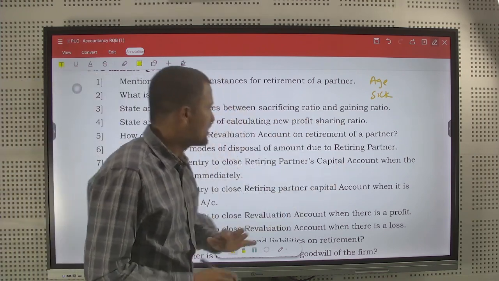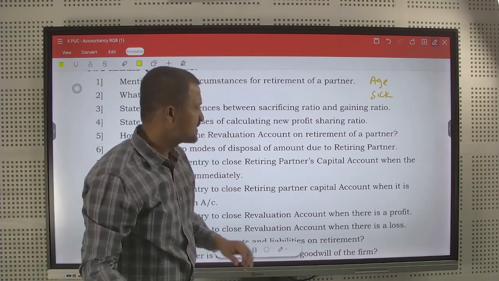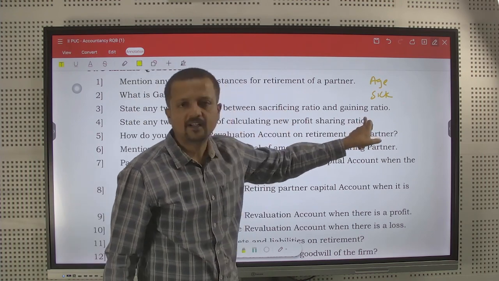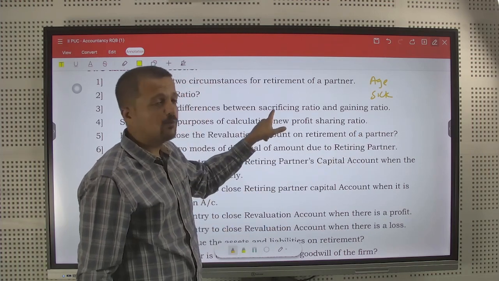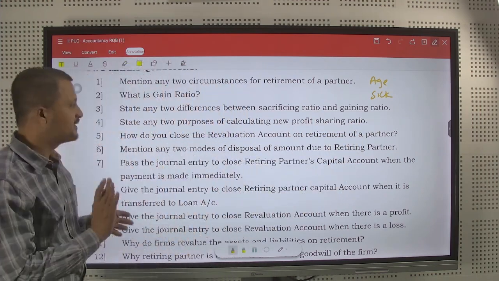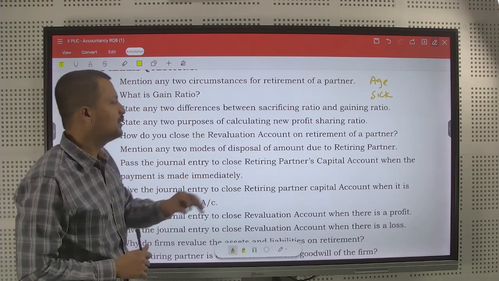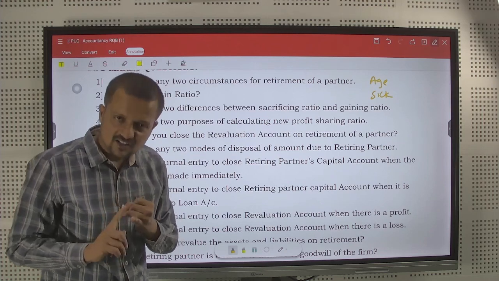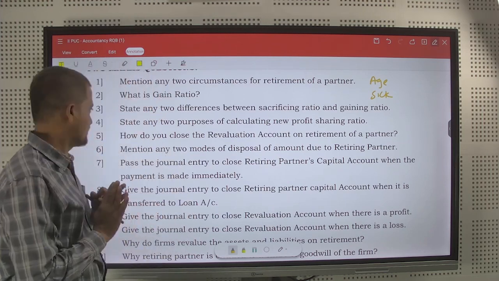State any 2 differences between sacrifice ratio and gaining ratio. Very simple, 2 differences. Sacrifice ratio is calculated at the time of admission. Gain ratio is calculated at the time of retirement. Now, the formula for this is old minus new, and the formula for this is new minus old. State any 2 purposes for calculating new profit sharing ratio. Number 1, to adjust the capitals. Number 2, to share the future profits and losses.